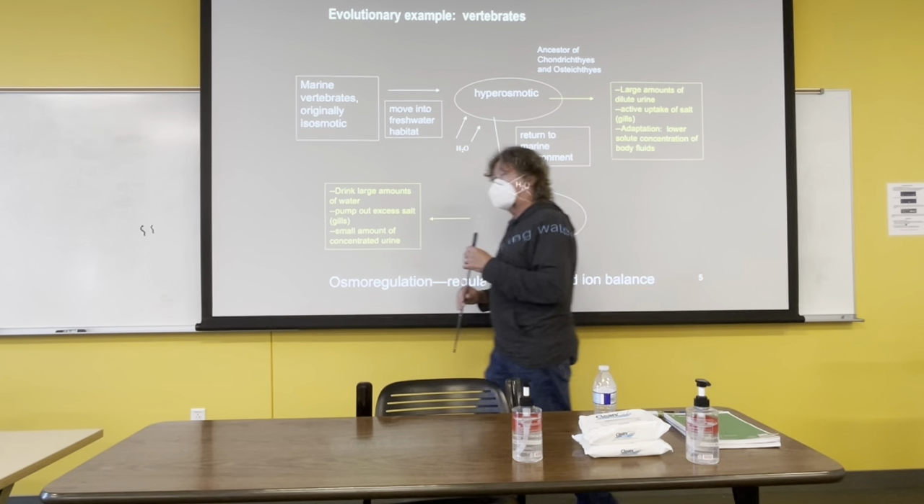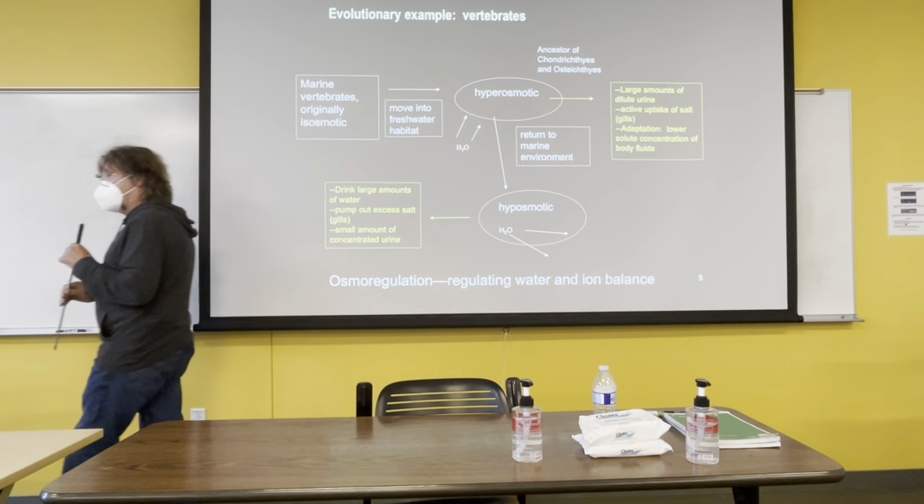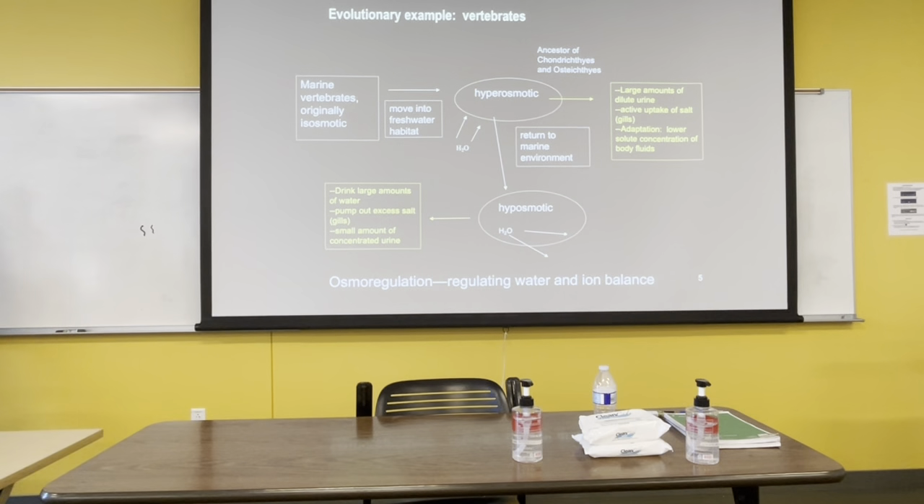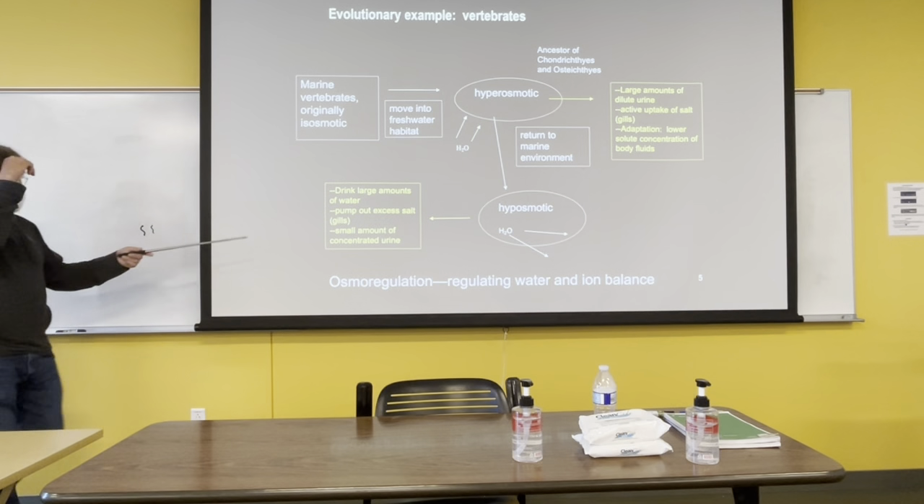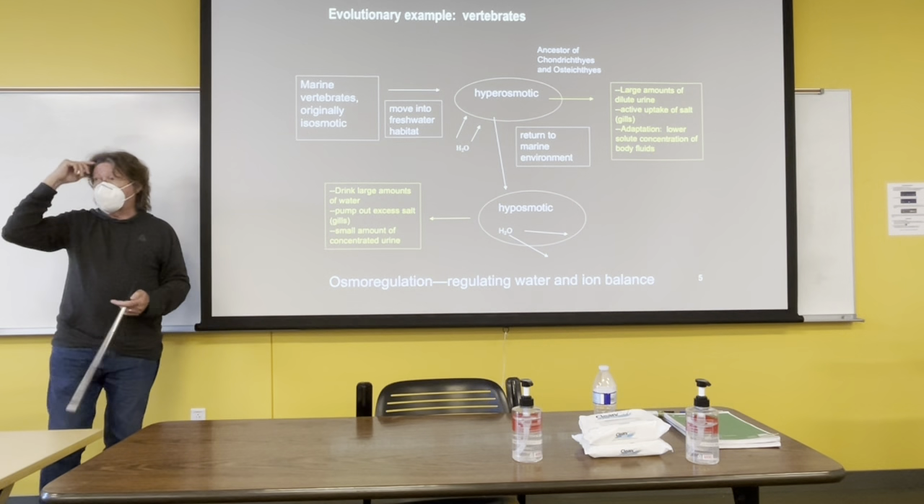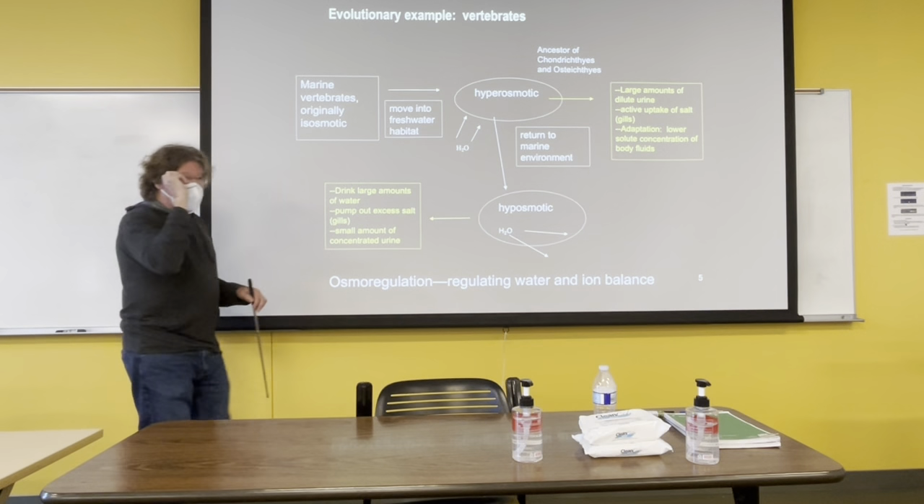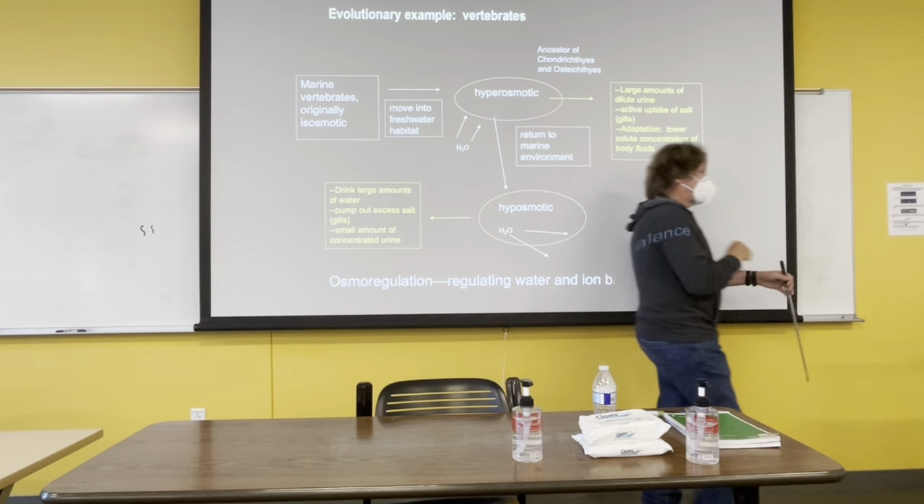Yes? Isn't it also because you have oil in the liver? That's mostly for buoyancy. Yeah, that's mostly for buoyancy, because they don't have swim bladders to adjust their buoyancy. The oil is mostly for that. But as far as being isosmotic, it's primarily the urea. Yeah. Okay?